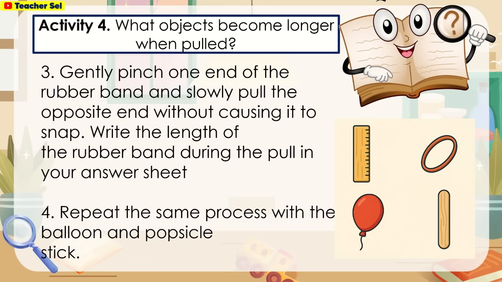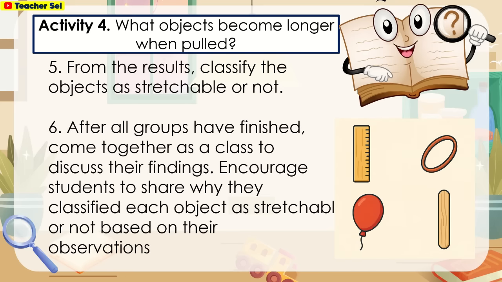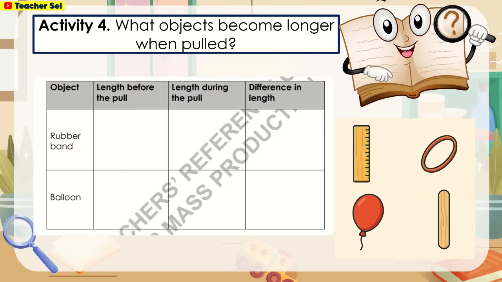Repeat the same process with the balloon and popsicle stick. From the results, classify the objects as stretchable or not. After all groups have finished, come together as a class to discuss your findings. Share why you classified each object as stretchable or not based on your observations. For the object, we have rubber band, balloon, length before the pull, length during the pull, and difference in length.